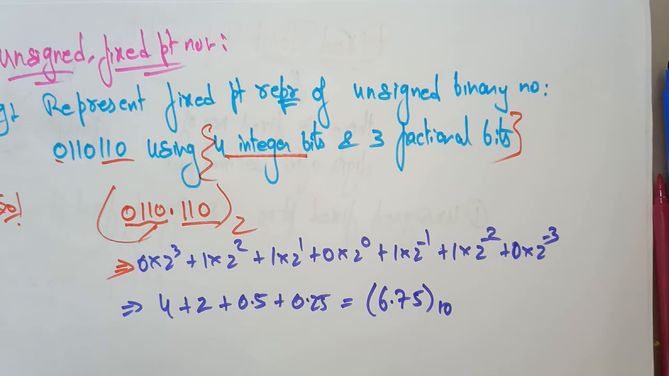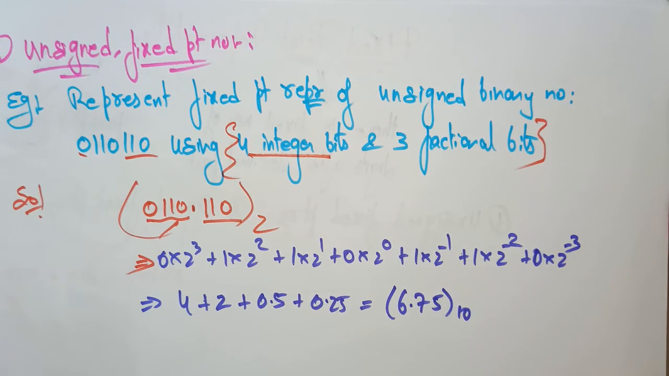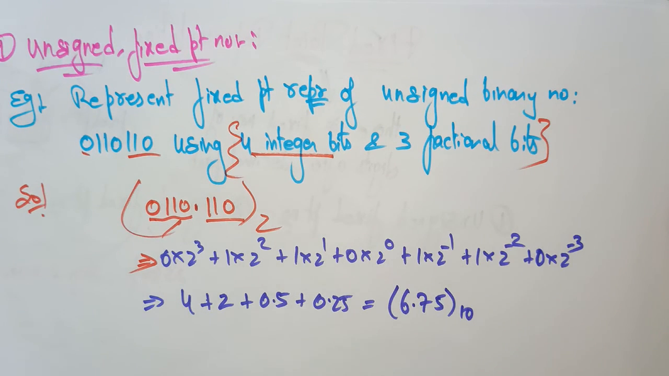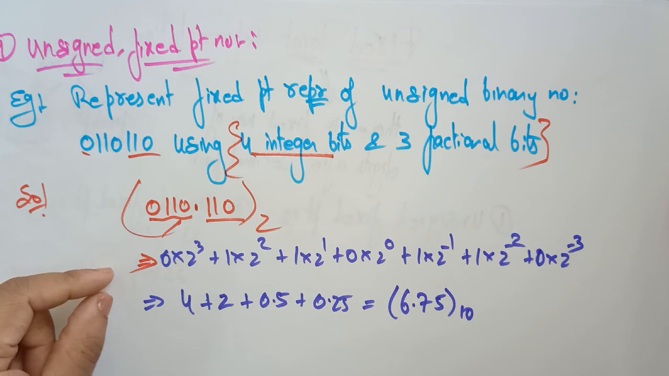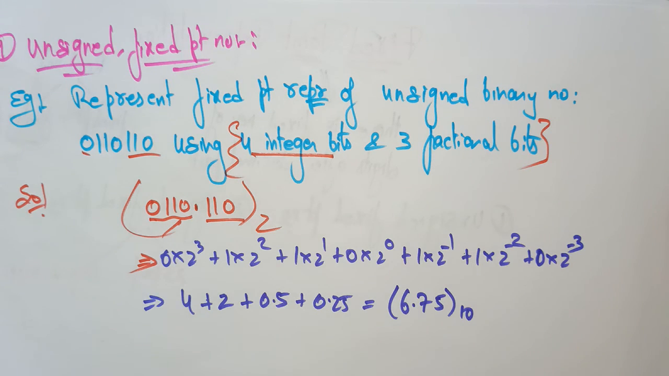This is the unsigned fixed point number. Okay. So in the next video, I'll explain about the signed fixed point number. Whatever the given binary number is, you have to represent it in the fixed point representation, then convert it into the decimal fraction. In the same way, if signed numbers are there, how to convert the signed number into the fixed point signed number and convert that number into the decimal fraction.